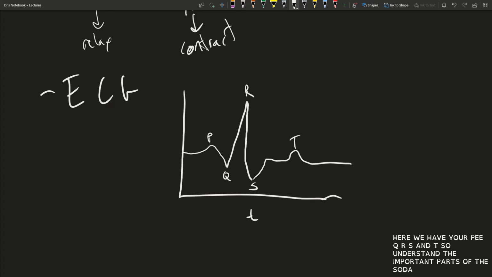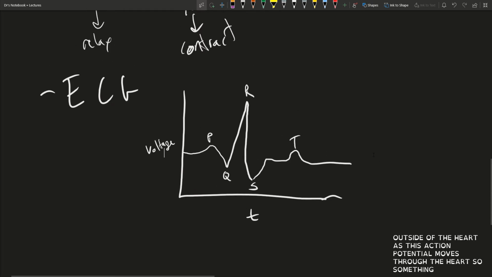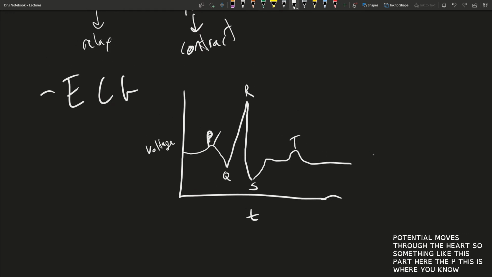So this would be time, and then this is voltage, I guess. This is voltage over here. So voltage versus time. And you're looking at the total voltage change inside and outside of the heart as this action potential moves through the heart. So something like this part here, the P, this is where atrial depolarization occurs. So the atria are contracting. So this is atrial systole, contracts.